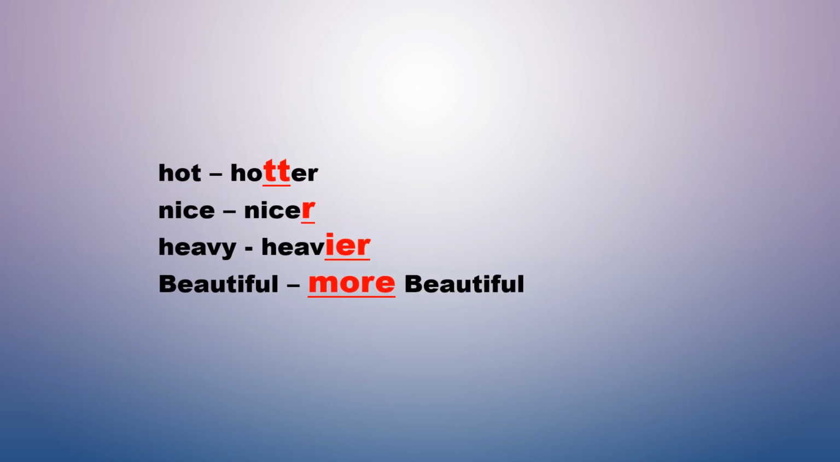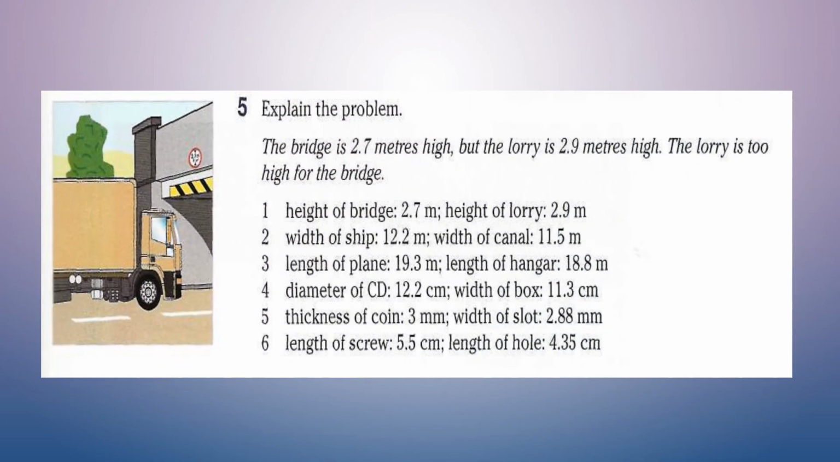Here I am giving you more examples. Look at hot, hotter, double T, because we have T consonant, before it we have one vowel. Nice, nicer, we add only R because we have E already. Heavy becomes heavier. We have Y, it becomes I, then we add ER. Beautiful, this is a long word, so we say more beautiful. Now, the last exercise is exercise number 5.